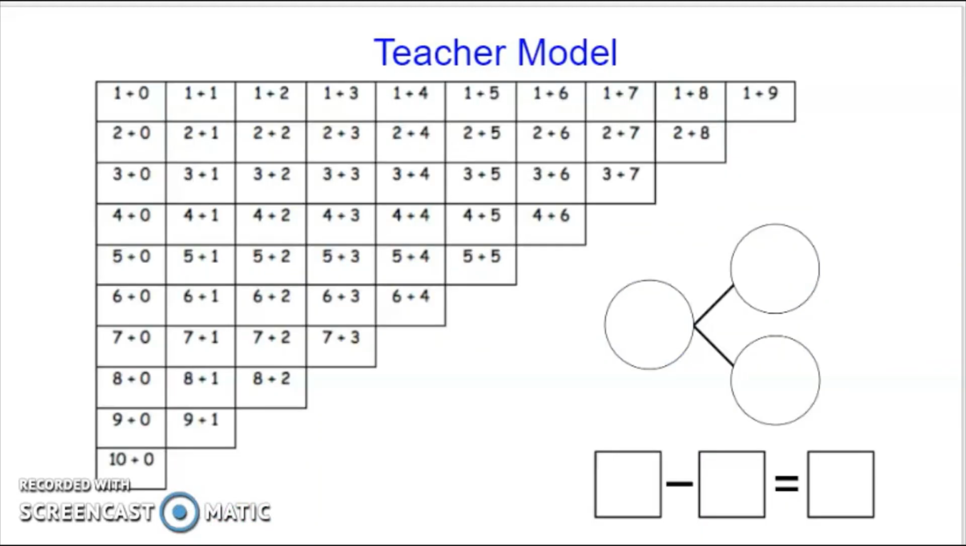Welcome to the teacher model. For our teacher model today, we are using the addition chart. My friends, I have a question for you. How did this addition chart help us with our addition facts? Remember, we used this a long time ago. So go ahead and talk with a friend or a family member. How did this addition chart help us with our addition facts? I want you to think about the add-ins. That's my hint to you.